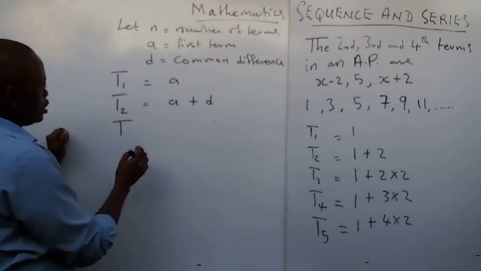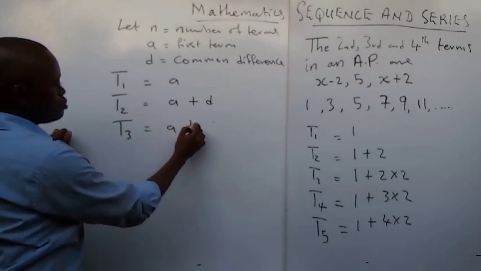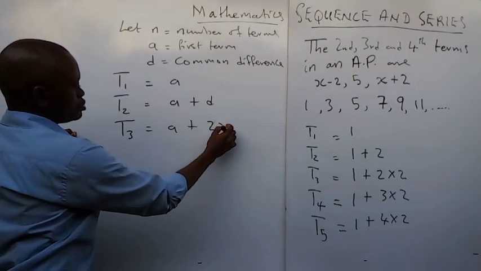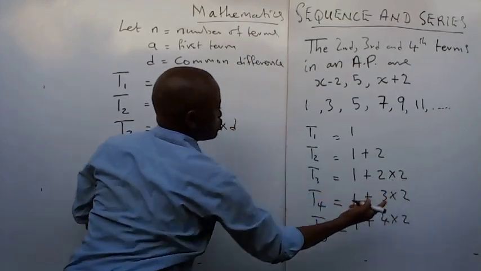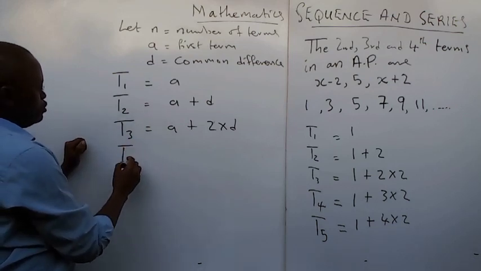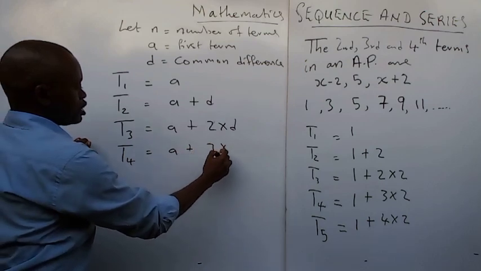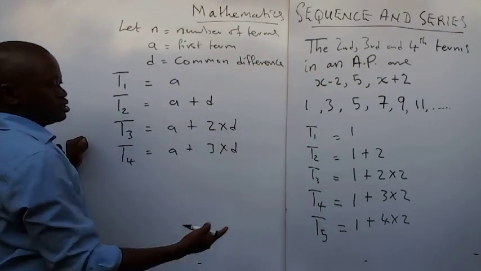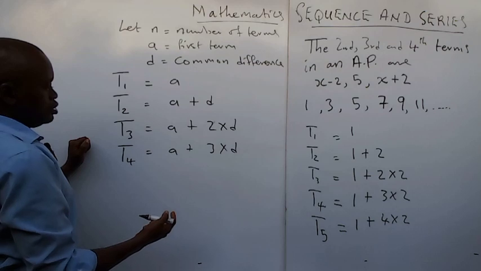Okay. I am building something now. Will you also accept this if I say that T3 is equal to A plus 2 times this common difference? Can you see 2 times that common difference? If I say T4 is equal to A plus 3 times that same common difference, did you see the 3 times the common difference? Of course, you should also be looking at the figures, the sequence over there.